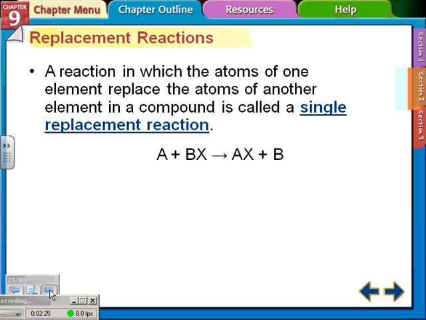All right, there are 2 categories of replacement reactions. The first one is a single replacement reaction. That's where you have a single element replacing a similar element in a compound to form a new compound and a single element. So basically A bumped B out. Now A is paired with X, and B is now by itself.